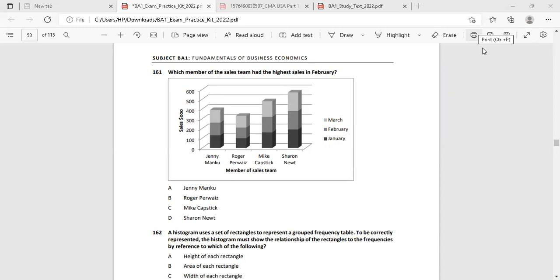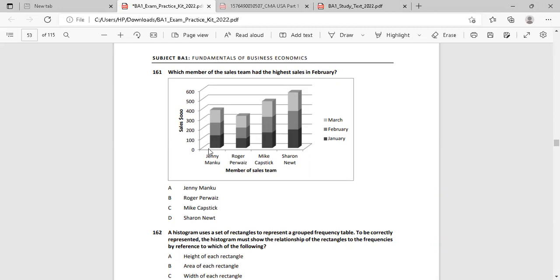Which member of the sales team had the highest sales in February? See, there are multiple members of the sales team given. Multiple variables are there. All of them are placed on this axis. Apart from that, see the different aspect about each of their performance during different months.